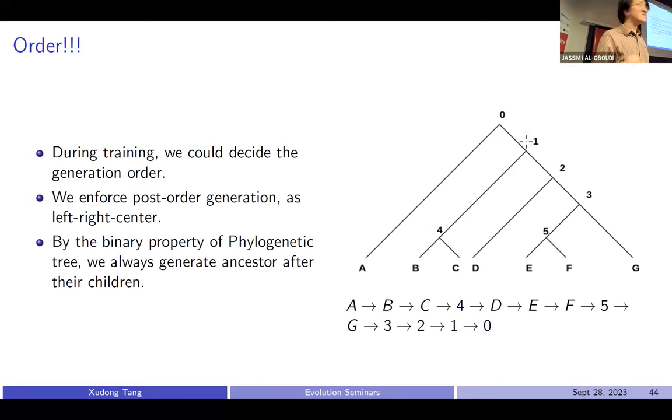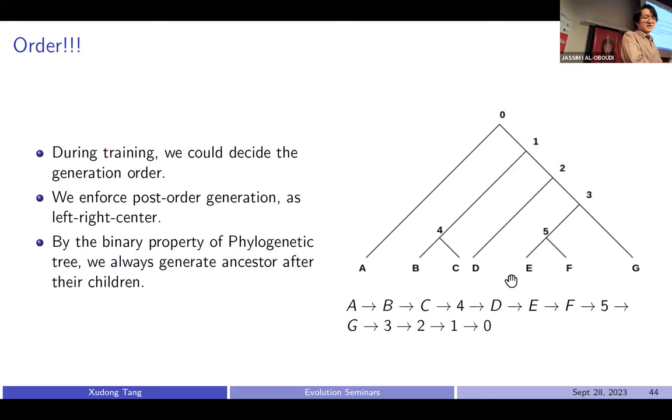We go back to 1. Now we already finished everything on the left. We go to the right. 2, D. Nothing left or right for D. So we generate D. Go back to 3. And then left to E. You get how it goes. We go to E, go back center, right to F, go back to 5, 3. And then go back to the right, to G. And then all the tip nodes are visited. So we go back to all the center ones, 3, 2, 1, 0.